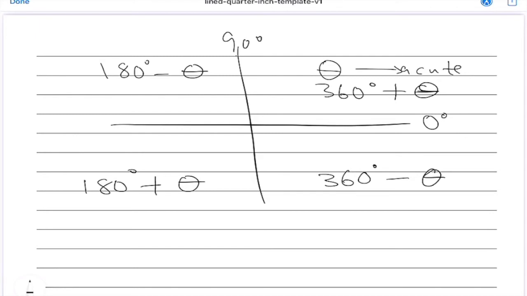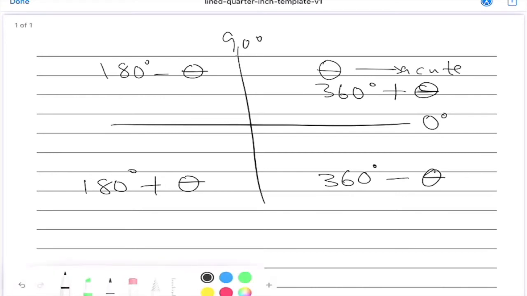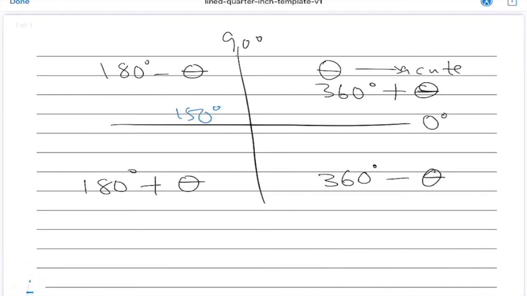What this means is, if you are given an angle in these quadrants, you can actually rewrite that angle in the form of these reductions that we have here. For instance, if you have an angle like 150, we know that 150 degrees will be in the second quadrant. So 150 can be rewritten as 180 minus 30. Instead of 150, we can write 180 minus 30.